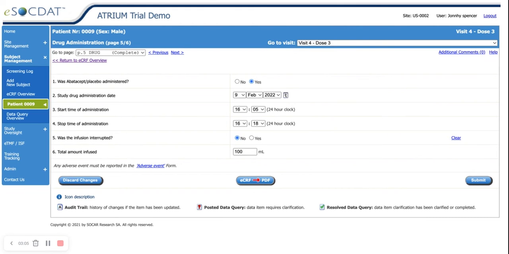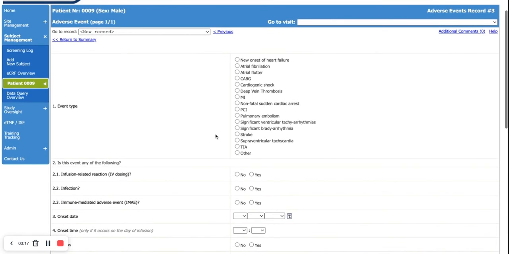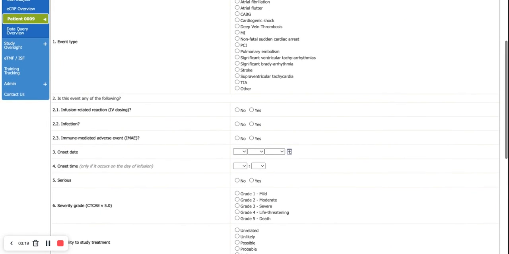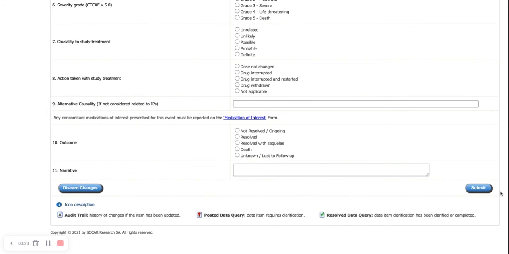If an adverse event occurs during this study visit, please select the adverse event page here, and you'll select Add AE. You'll then need to complete the adverse event form and hit Submit at the bottom of the page.